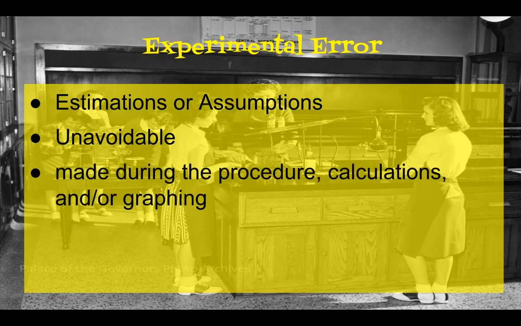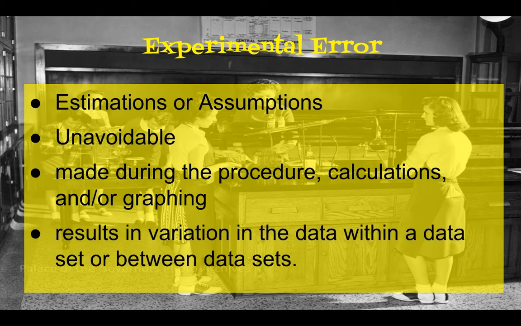They could be made during the procedure, the measurements, the calculation, the graphing, the setup of the equipment that you're using. So any of these estimations or assumptions can take place at any time during the experiment, whether it's the pre-lab, the lab itself, or the things you're doing after the lab. And I've mentioned this a bunch, but experimental errors result in variation in the data.